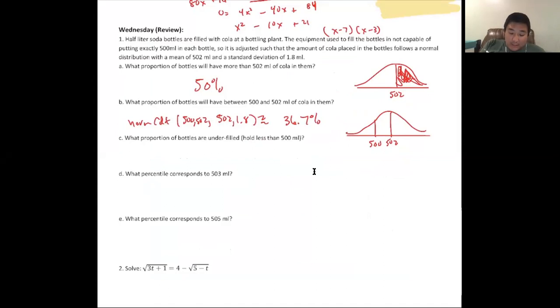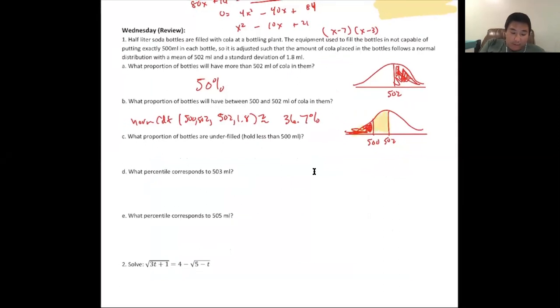What proportion of bottles are underfilled, meaning less than 500 milliliters? Because this and this add up, this whole thing adds up to 0.5. I could do 0.5 minus 0.367, which is about 0.133.